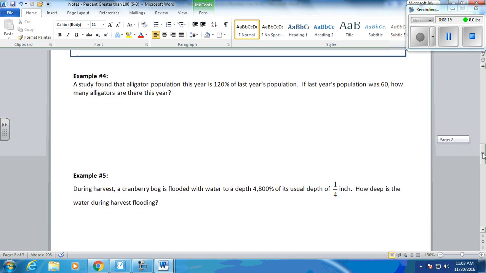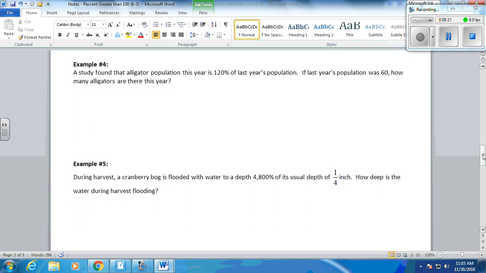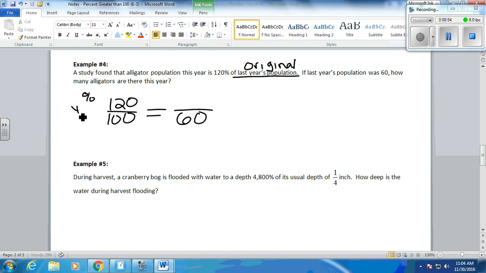So for number 4, it says a study found that alligator population this year is 120% of last year's population. If last year's population was 60, how many alligators are there this year? So I know that last year's population is the original amount, and so the original amount is the whole. So if last year's population was 60, the original amount will go in the denominator for me. And so 120%, that represents the percent this year.